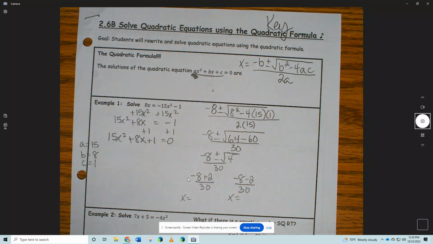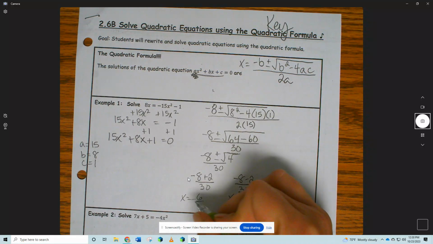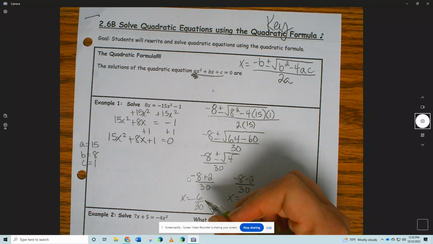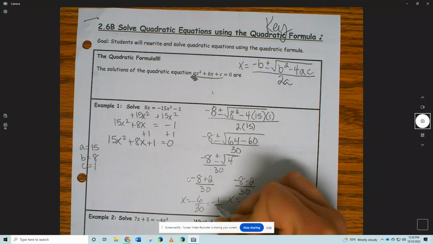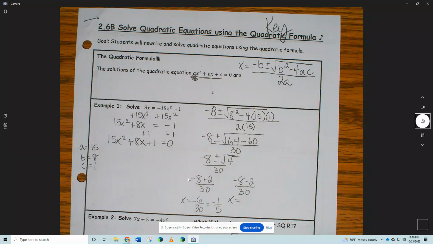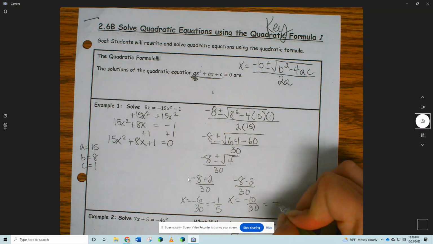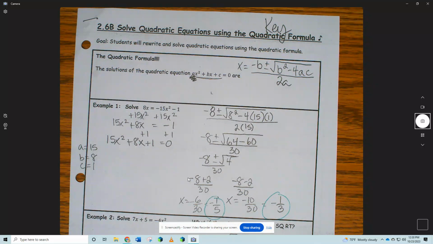So, what's this first fraction? Negative 6 over 30. I want you to go one step. Becomes what? Negative 1/5. Okay? All right, what's the second one? Yes. Negative 10 over 30, negative 1/3. So I'll circle them in green. Those are going to be my x-intercepts, my zeros, my roots.